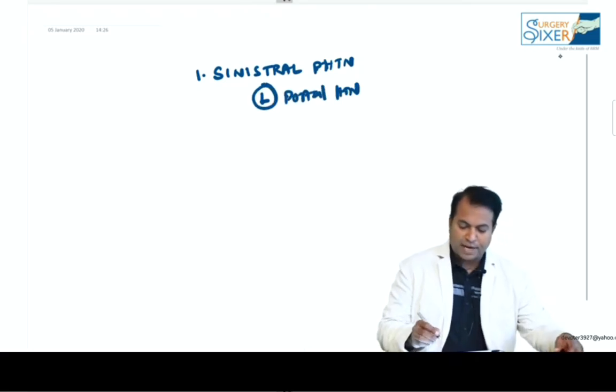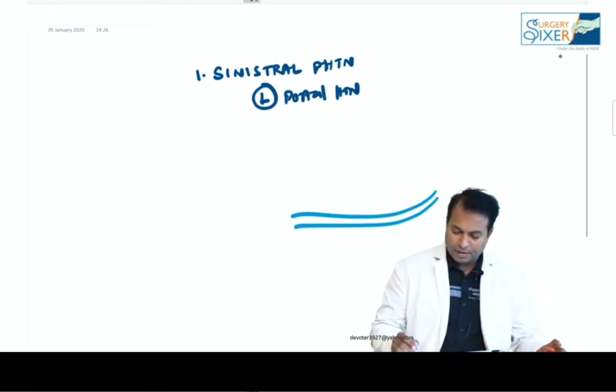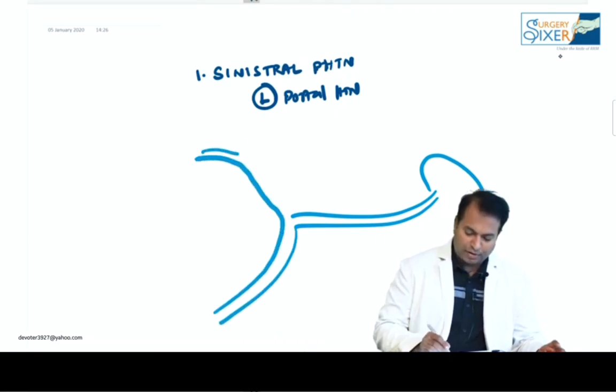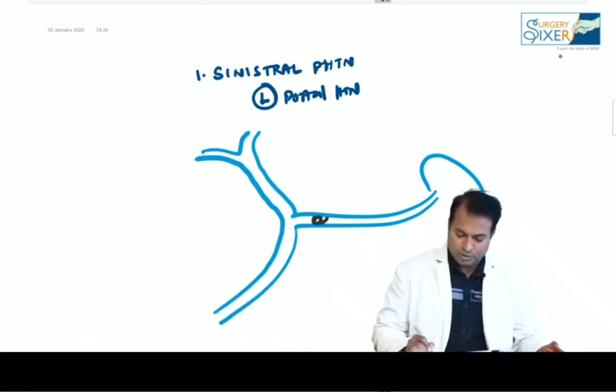What is this left side portal hypertension? Please understand, this is the splenic vein, this is the spleen, this is the superior mesenteric vein. They join to form the portal vein. Now what happens in this case? The splenic vein gets thrombosed like this. This is splenic vein thrombosis.